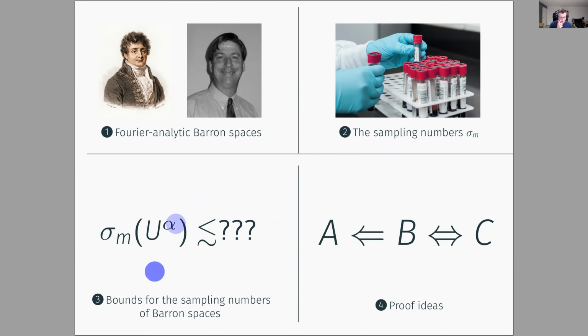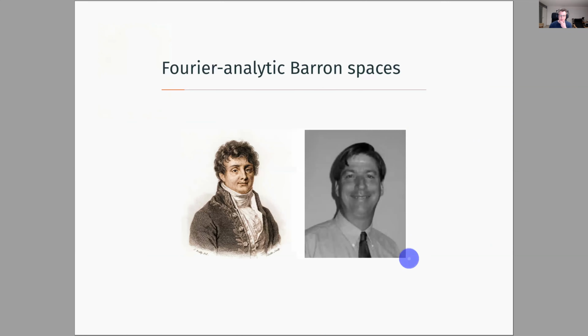Then in the third part of the talk, which is actually just 1 slide, I will present the main result, which is upper and lower bounds for these sampling numbers for this Fourier-analytic Barron space. And then depending on how much time is left, I will go into quite a few of the proof ideas because I think they are quite interesting. This is a mix of techniques from compressive sensing, harmonic analysis, and approximation theory, basically. Okay, so let's start with the Fourier-analytic Barron spaces.